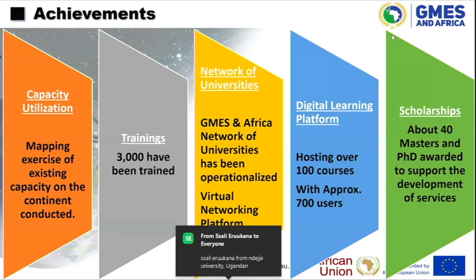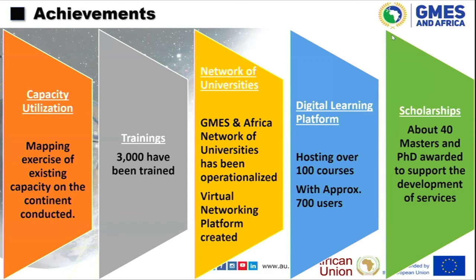Then we have done a lot of trainings together with consortia themselves, together with our assisting partners like GIC, EUMETSAT, and we have realized about 3,000 trainings so far. People have been trained widely, and we have also developed a network of universities. This is an active network of universities that is operational, and it's leading in.